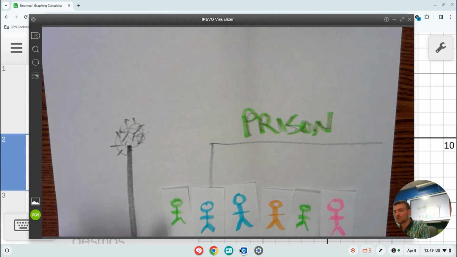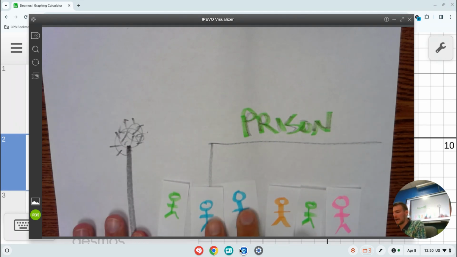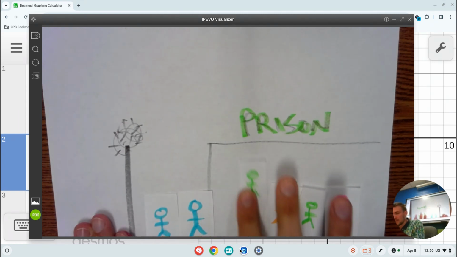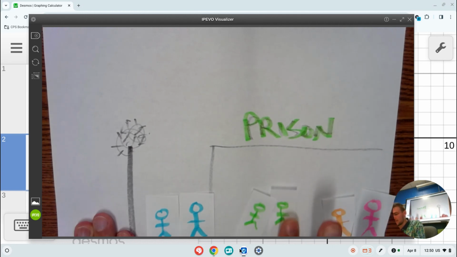Now, in order to escape, you have to have a partner. You have to have a buddy. You have to have a partner in crime so that you can break out. And so the first thing is that people are going to try to get partners. Okay? So these two blue people, they can be partners. These two green people right here, they can be partners.